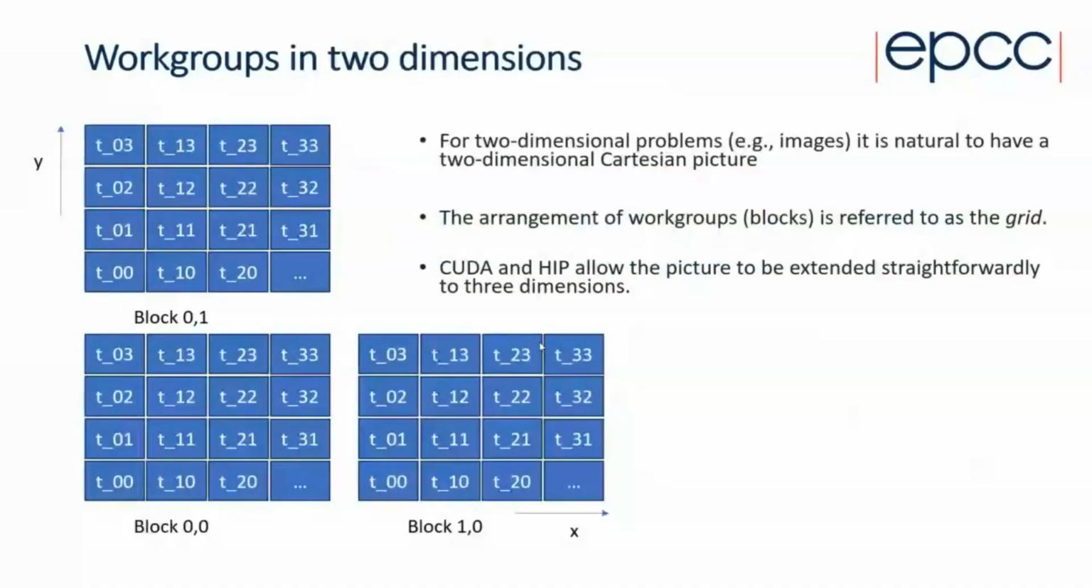So this naturally scales into multiple dimensions. For a two-dimensional problem, very obviously you now have an X and a Y coordinate. The arrangement of work groups, blocks, is referred to as the grid. This is common terminology, both AMD and CUDA do this. This is very simply for 2D, and then you have a natural extension up to 3D.